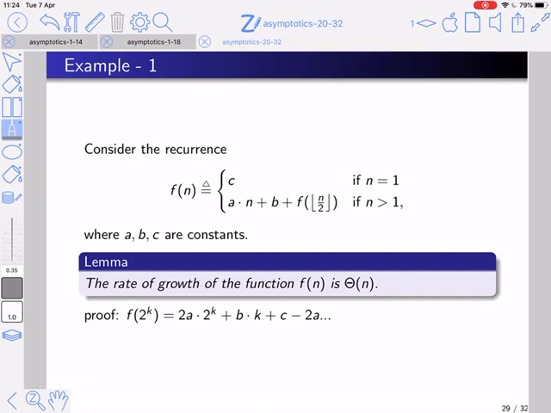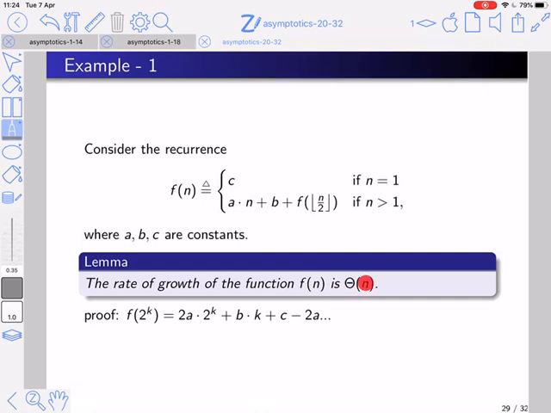Now, you may ask, what happens in the somewhat more general case where f of n is c in the base case and you have a penalty of an plus b plus f of n divided by 2 in this case. So this is like a more general case of the first recurrence. Okay, and of course we're interested in the cases where a, b, and c are constants. Okay, so we claim that regardless of these constants a, b, and c, the rate of growth of f is big theta of n.